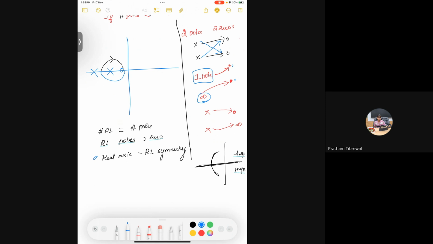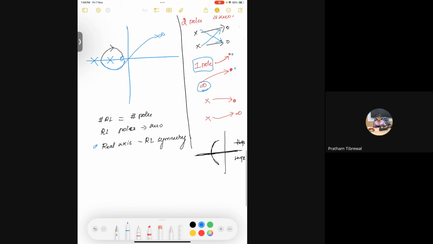But there is only one zero, and there is no space for this to go. So what it will do is just go somewhere to infinity. Arbitrarily, I'm drawing; you will get to know when we solve the real problems. Just remember this property. We will verify whether it is working or not while solving the problems.